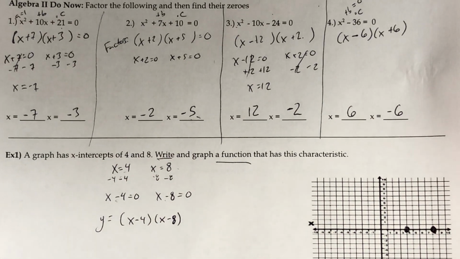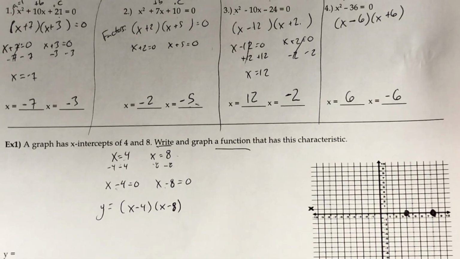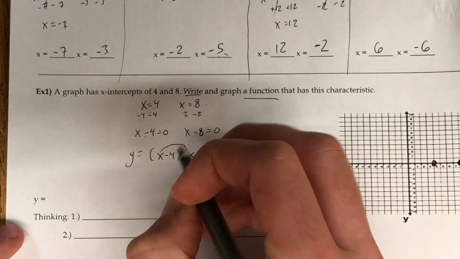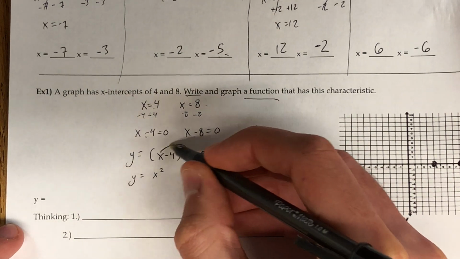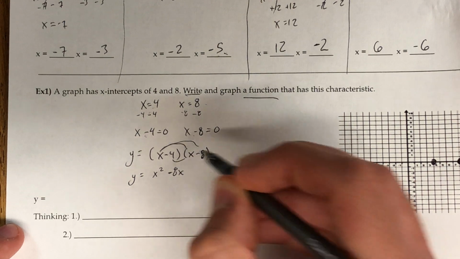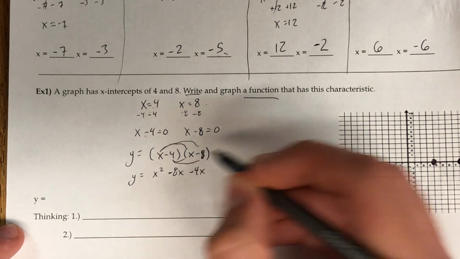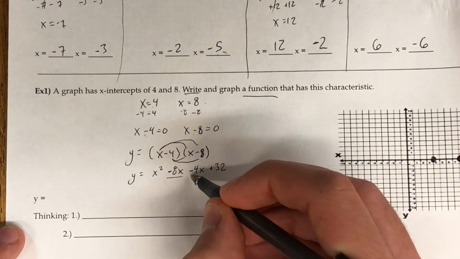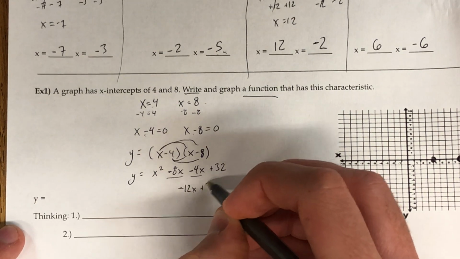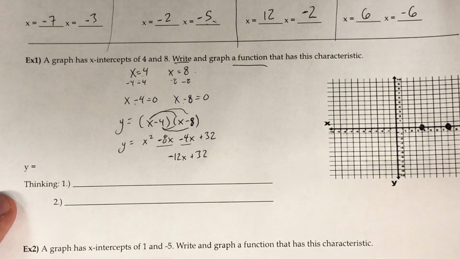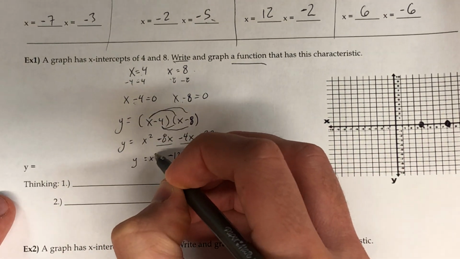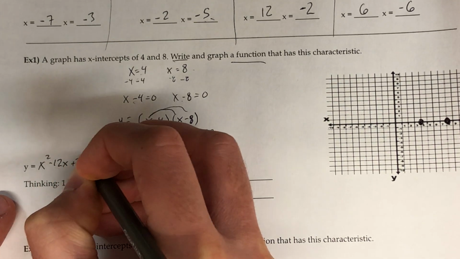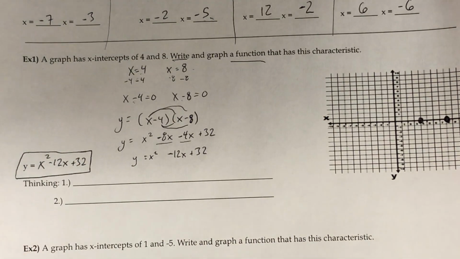From there, we don't want to write it in factored form. Standard form is usually how we write. So let's just multiply this out so we can write our final function. So x times x is x squared. X times -8 is -8x. -4 times x is -4x. And -4 times -8 is a positive 32. We can combine our like terms here with -8 and -4. That's -12. So we have y equals x squared minus 12x plus 32. And that would be our function.